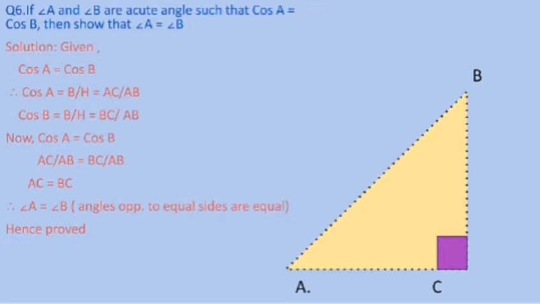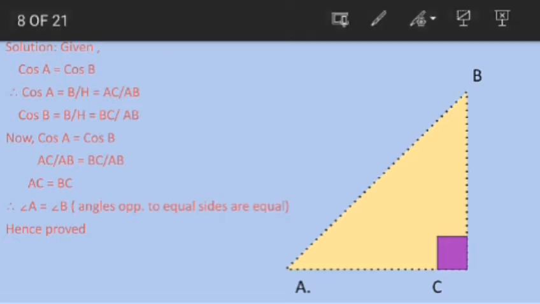Therefore we have taken into consideration that we are given cos A equals cos B. By substituting the values of cos A and cos B, that is AC divided by AB and BC divided by AB, we have come up with AC equals BC. From that we are using the criterion that we used in previous classes on congruency of triangles, that angles opposite to equal sides are equal. First of all, we proved BC equals AC.